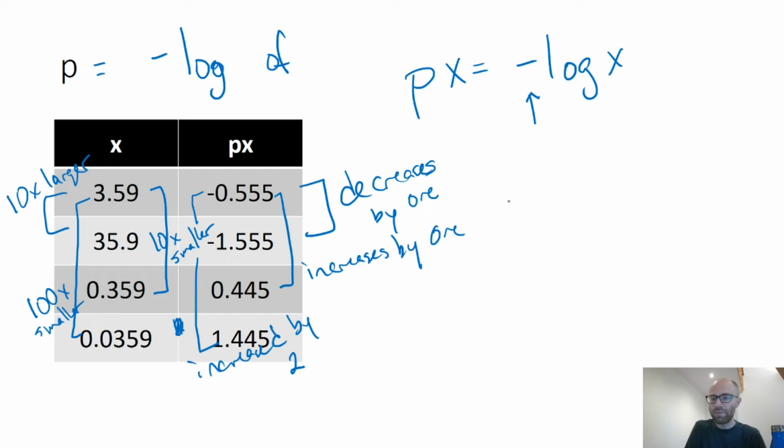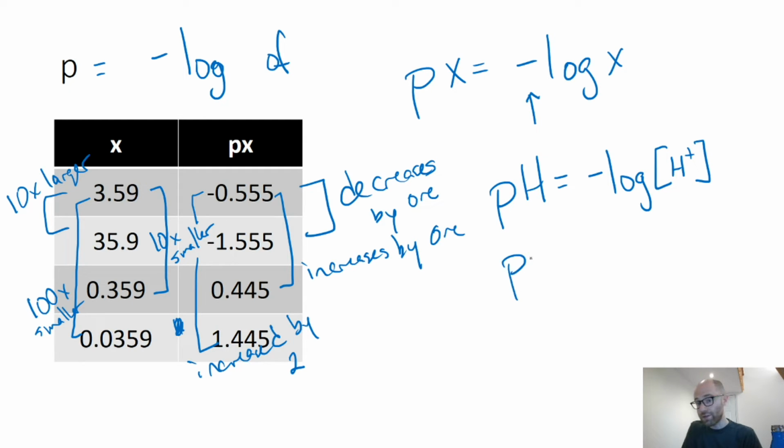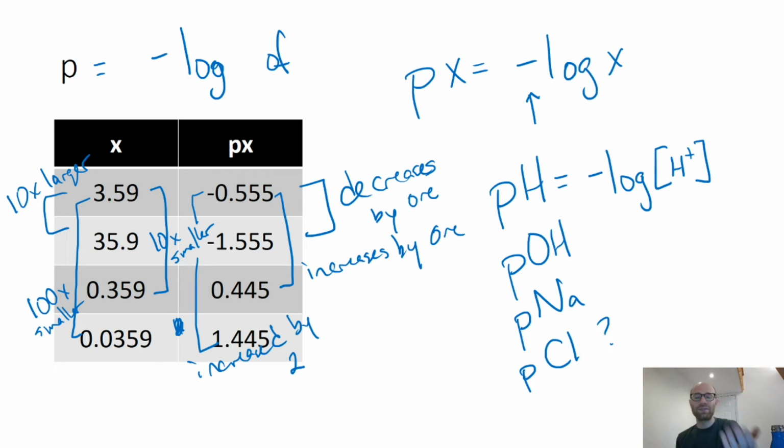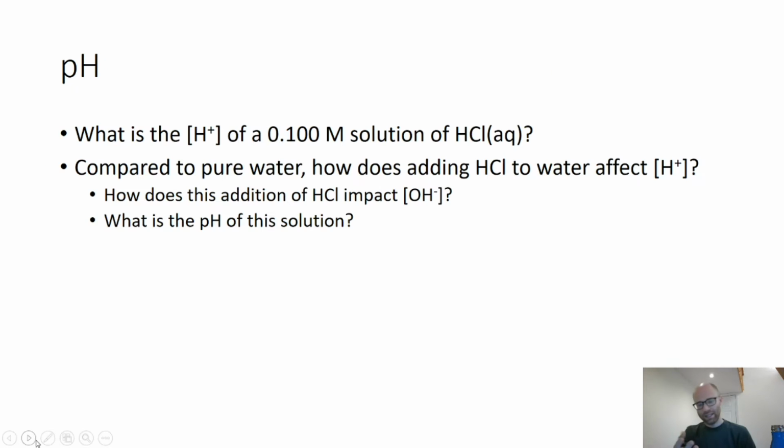So you can measure the p of anything. So pH would be negative log of the H plus concentration. You could also measure, if you wanted, pOH or pNa or pCl, I don't know, whatever you want. And there's probably reasons that people would look at each of these, but in terms of acids and bases, measuring the pH is a natural progression. Let's look at some solutions.